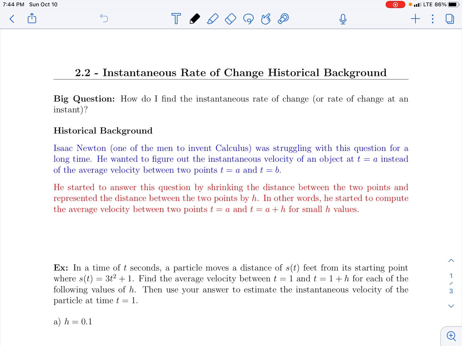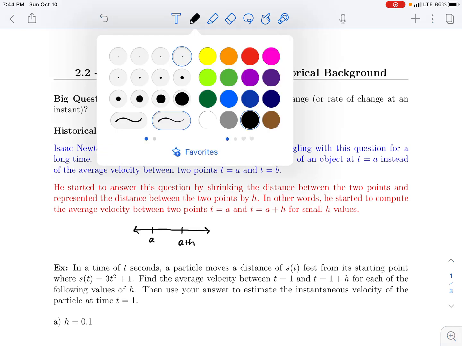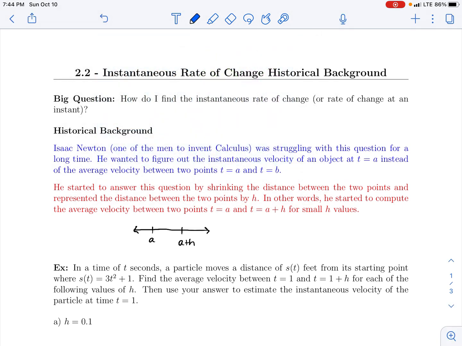All right, so if I have a number line here, with some arrows, let's call this point a, and then this is a plus h. What I'm saying is that the distance between these 2 points is represented by h.